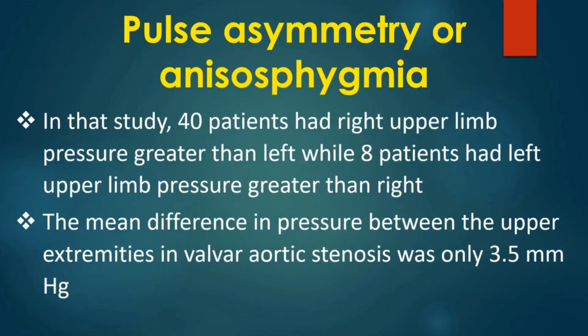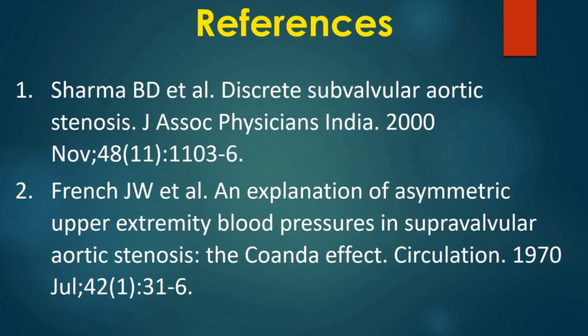In that study, 40 patients had right upper limb pressure greater than left, while 8 patients had left upper limb pressure greater than right. The mean difference in pressure between the upper extremities in valvular aortic stenosis was only 3.5 millimeters of mercury. Here are a couple of relevant journal references.